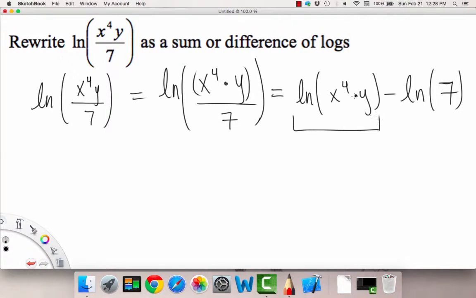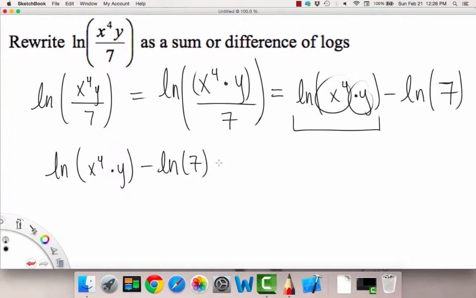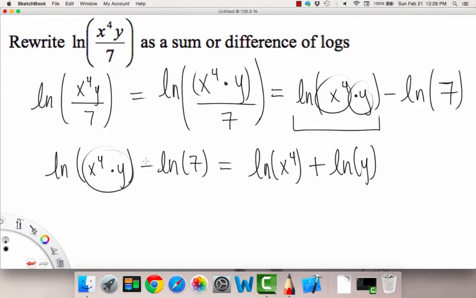But then here we see that we still have something being multiplied times something else, so that means we can break something up again, okay? And here, because we have a product going on, two things being multiplied, this is going to take us back through the sum of logs property, okay? So ln of x to the fourth times y minus ln of 7 is going to be equal to ln of x to the fourth, plus ln of y. And we have that plus sign there because we're just going backwards from the sum property of logs, okay? And then that minus ln 7 is just sitting there.